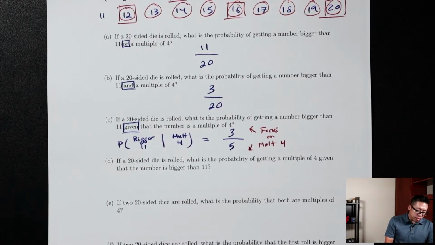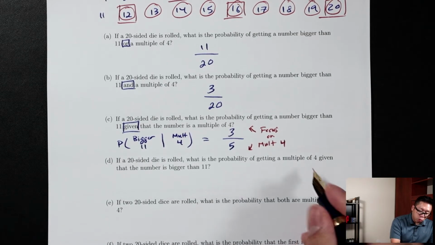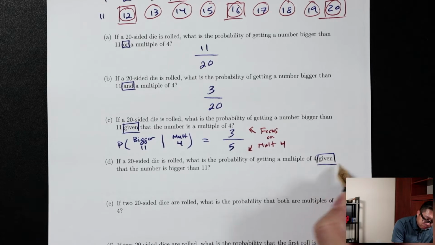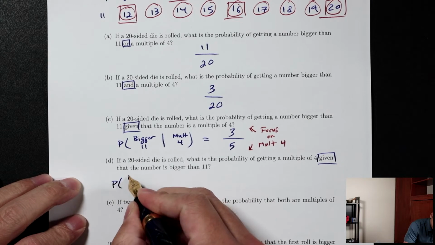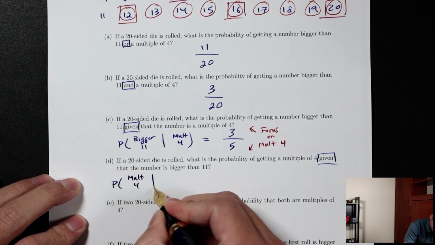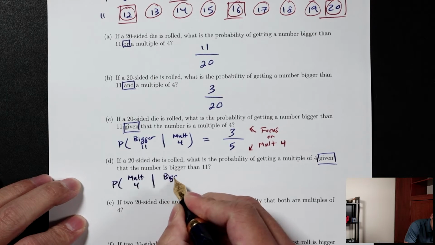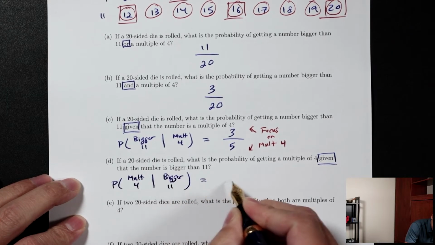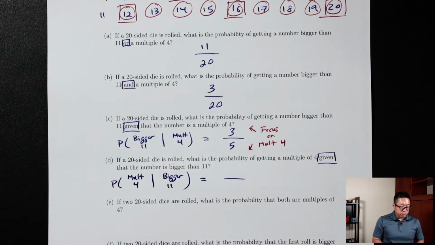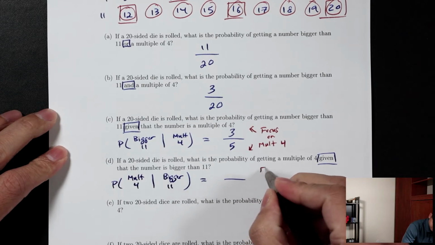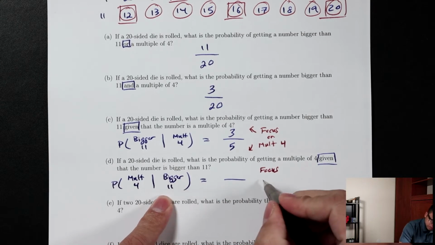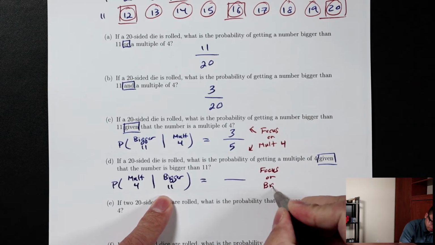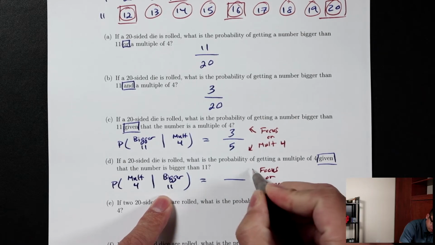Part D, if a 20-sided die is rolled, what's the probability of getting a multiple of 4 given, so once again, the word given, that the number is bigger than 11? So in symbols, I'm looking for multiples of 4 given bigger than 11. Okay, anytime I see the word given, that's telling me to focus on certain numbers. Here I'm focusing on the second part, which is the bigger than 11, for the top and the bottom.